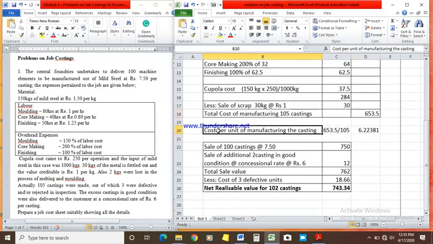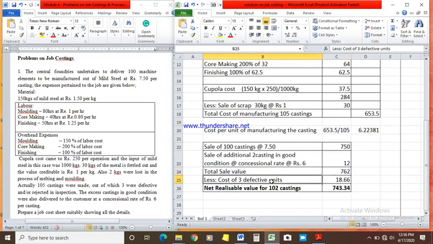So I proceed one more step ahead. Let me first calculate the cost per unit of manufacturing these castings. So if I divide 653.5 by the number of castings manufactured, we get 6.22. So this is the cost per unit of manufacturing the casting. But since we are selling 100 castings at rupees 7.50, we are getting 750 rupees. We are also selling additional 2 castings which are in good condition at a concessional rate of rupees 6. So I add up that value also. So the total amount realizable by selling 102 castings is 762 rupees.